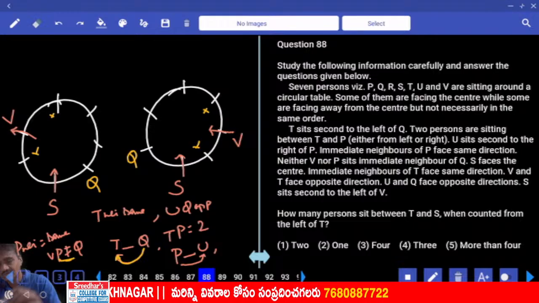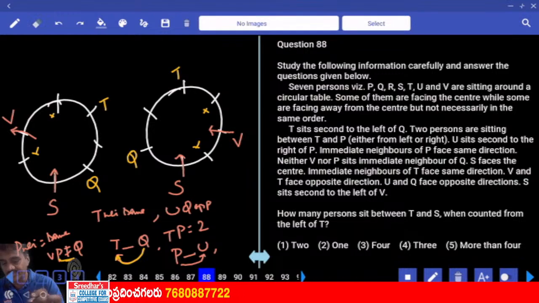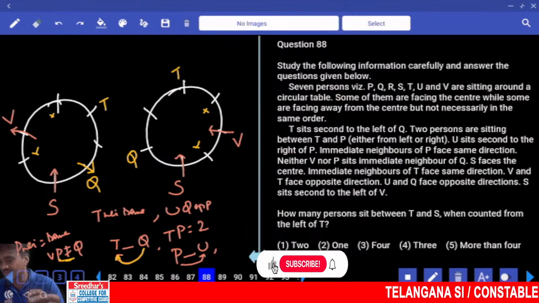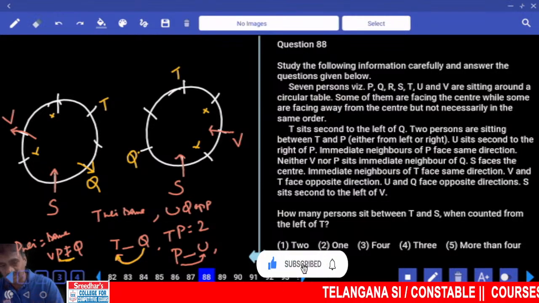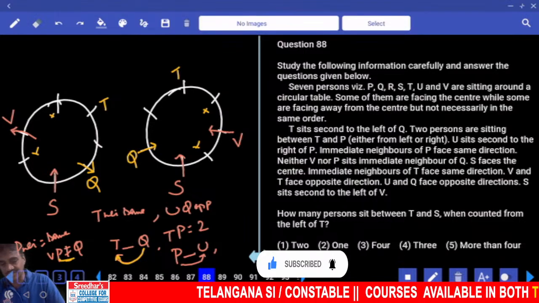Now Q is here. Can you take T at this place or not? Now T. If T is here, T is seated second to the left of Q means, what is the direction of Q? Q is not given. Q is away from the center, T sits second to the left of Q. Now in this case, Q sits inside, because T sits second to the left of Q.